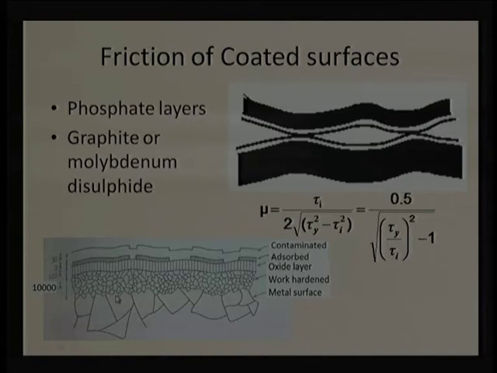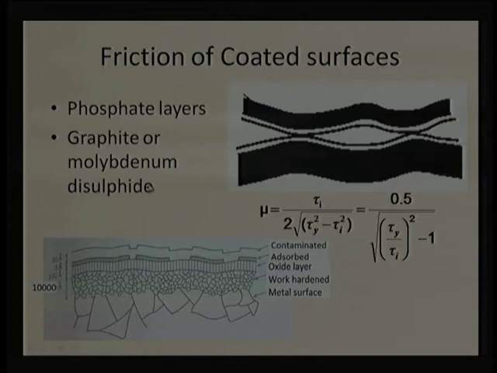What we discuss is that instead of relying on these layers, which will change their thickness as per the environment, we had better design the lubricant layer as per our requirement. We can think about the phosphate layer, the graphite layer, or the molybdenum disulfide layer, and whatever is required, we can design accordingly.